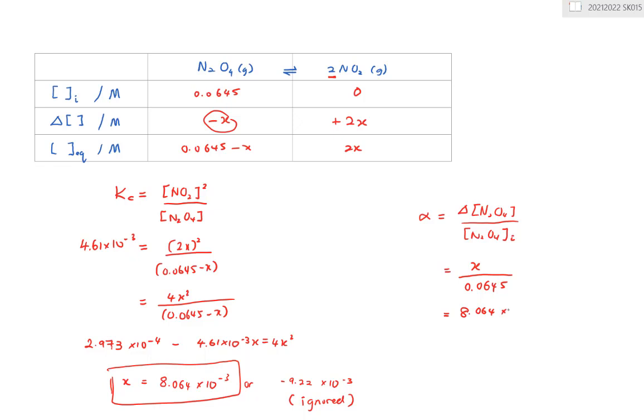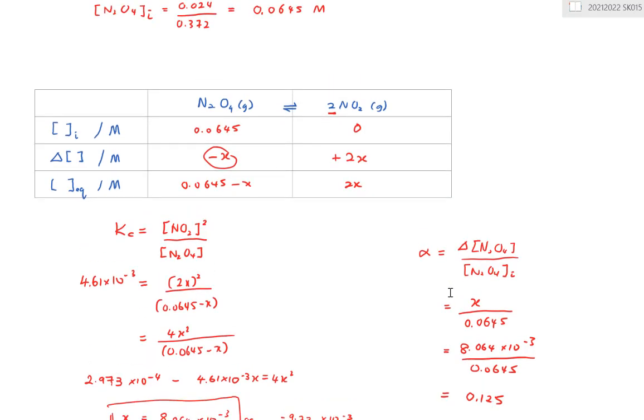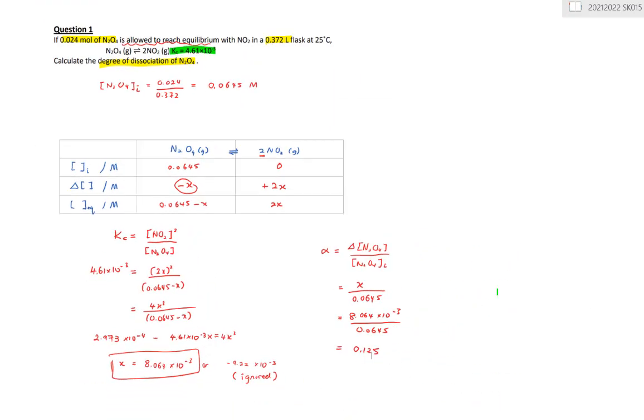Okay, so let's calculate for this one. 8.064 times 10 to the power of -3 divided by 0.0645, and the degree of dissociation equals 0.125. There is no unit for degree of dissociation. If you want to calculate the percentage of dissociation, don't worry, you just multiply by 100%. So here's the answer for question number 1.